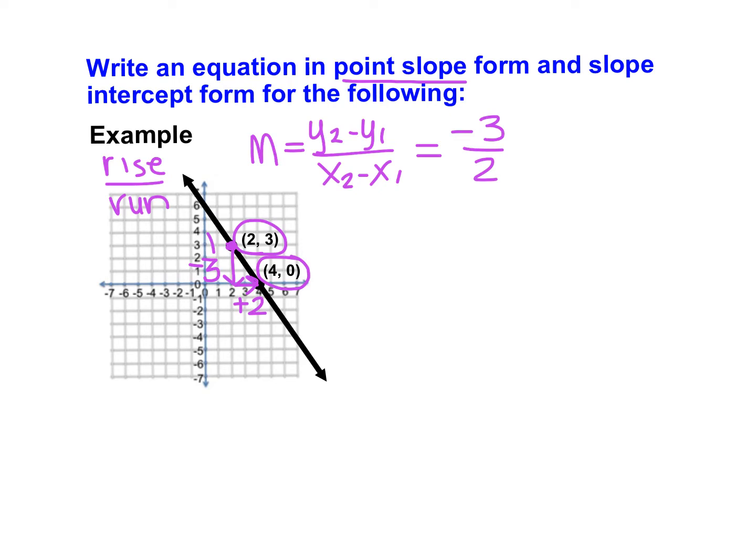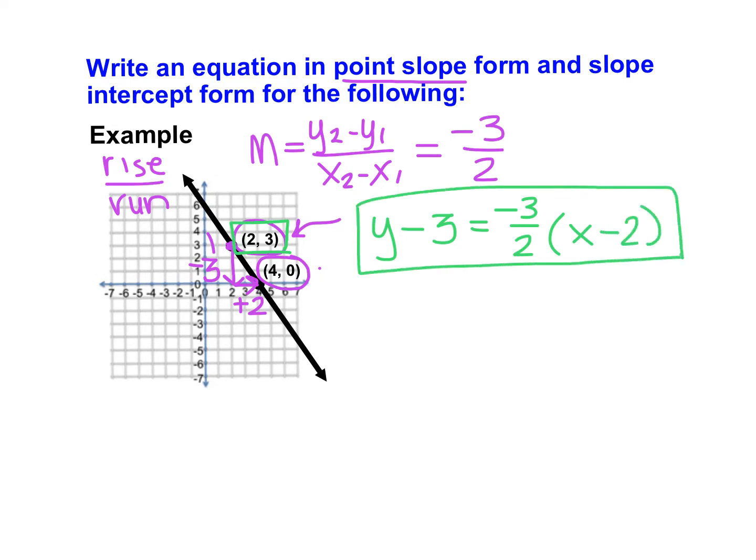So from here, we're going to look at point-slope form. We need to pick a point, and it doesn't matter which point you pick. You can pick whatever you would like. So I'm going to pick this first point right here. So we're going to write an equation into point-slope form, and remember that's y minus your y coordinate, which is 3, is equal to your slope of negative 3 over 2, times, in parentheses, x minus your x coordinate of 2. So this right here is your point-slope form.